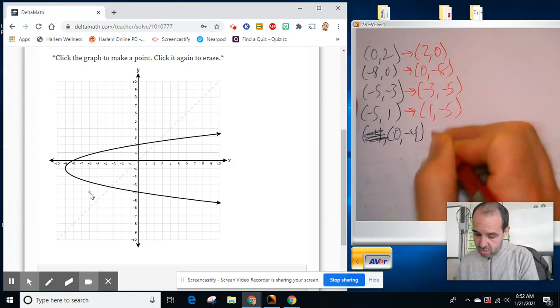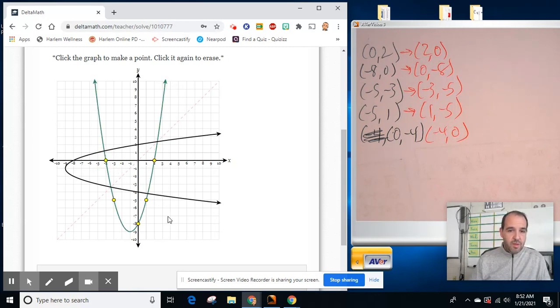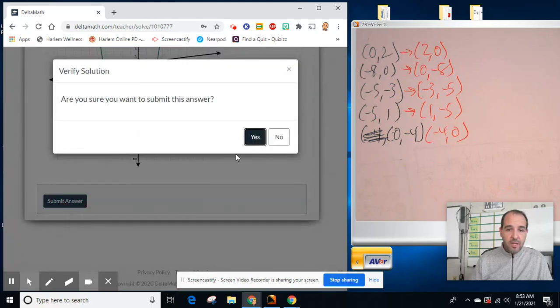And so those are the points I'm going to look for. So let's see here. 2, 0, 0, -8, -3, -5, 1, -5, -4, 0. Okay. It'll make the parabola for me. And so let's see if we did it right.